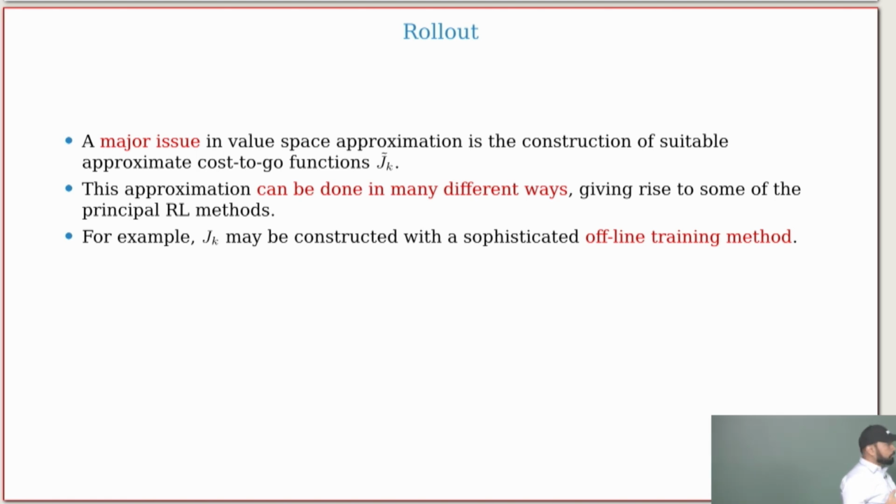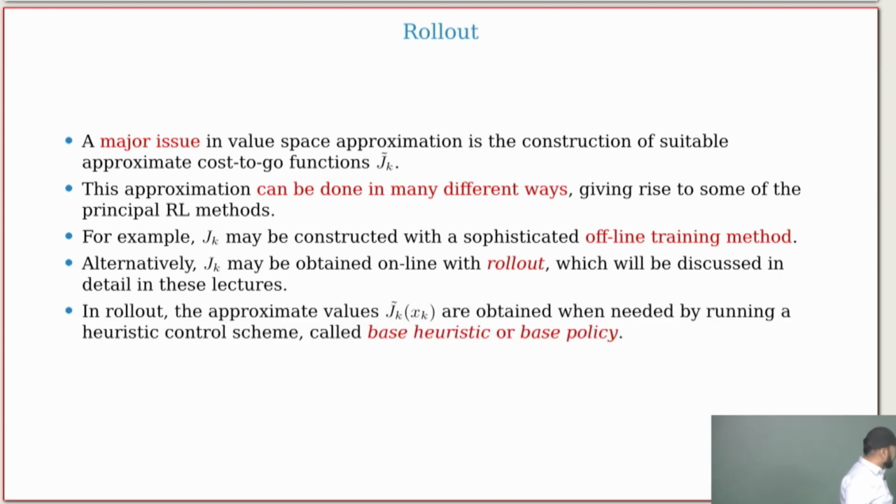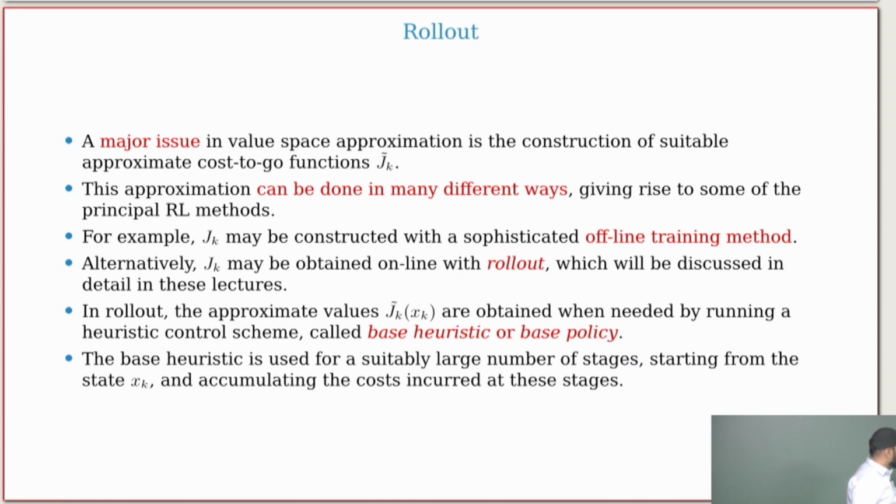So this J tilde may be constructed in an offline way. That's one possibility. You have some way to do cost estimates, let's say, not going into too much detail right now. Alternatively, J tilde may be obtained online with a rollout. In rollout, the approximate J tilde is obtained when needed by running a heuristic control scheme. So how do I obtain a rollout? It will be some heuristic base policy. We will make it concrete. The base heuristic is used for a suitably large number of stages. That's the whole point, right?